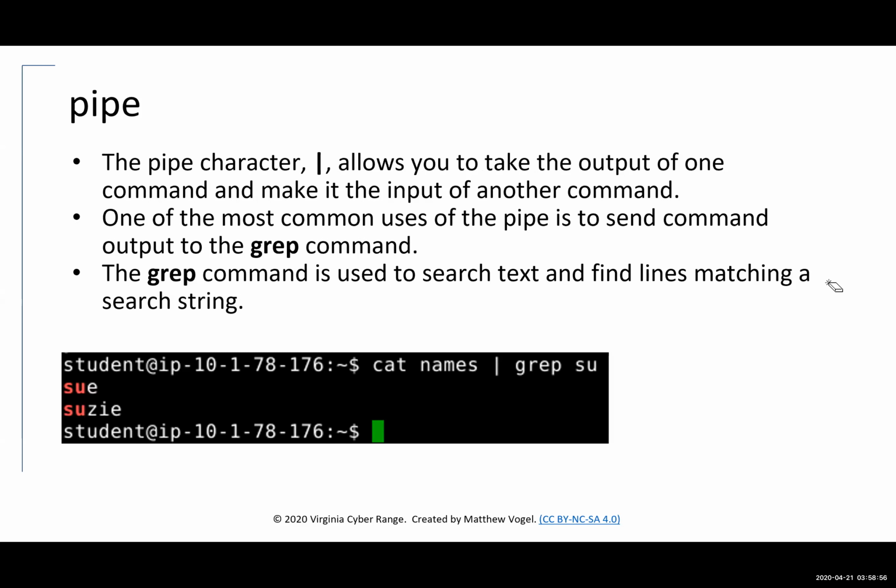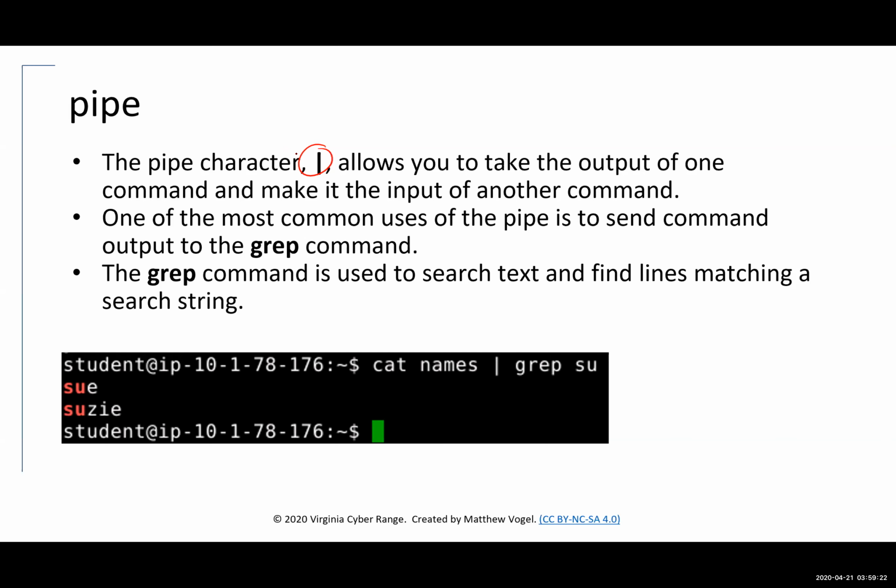Okay, the pipe command is important. Once you sort of grasp the value of the pipe command, you'll use it a lot. So the pipe character, it's generally on your keyboard, generally above the enter key, so it's on the right side of the keyboard. It's the straight up and down character.